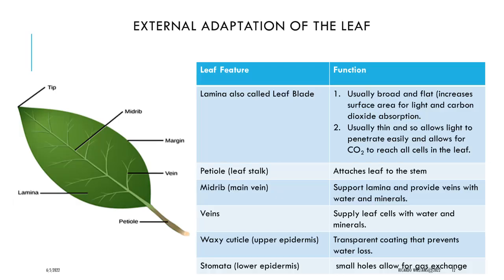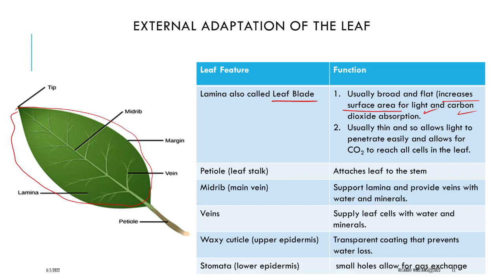From this diagram, you can see that I have a labeled leaf here to your right, and that leaf has some areas that are labeled. First of them is the lamina. The lamina is basically this broad section of the leaf, referred to as the leaf blade. And because it is broad and spread out like that, it increases surface area for light and for carbon dioxide absorption.